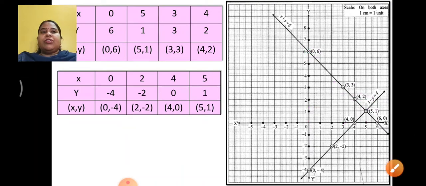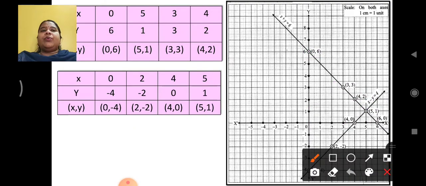And above the straight line, you need to write the equation of this line, that is x plus y is equal to 6. So one table is plotted here, one line I have got. Let us move to the next table in order to get the next line.